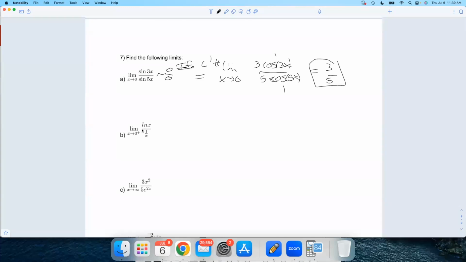Okay, what about here? Natural log of x, his graph looks like this. If I try to approach 0 from above, that guy goes to negative infinity, but that's a version of infinity. Same with 1 over x. His graph looks like this. As I'm approaching 0 from above, he goes to infinity.